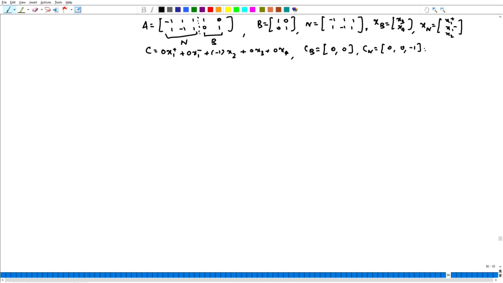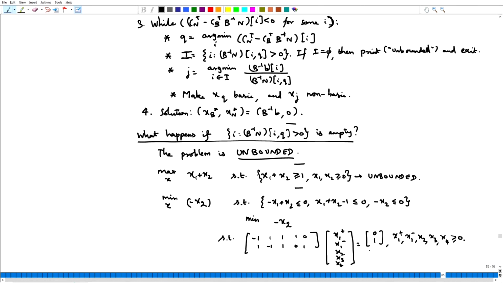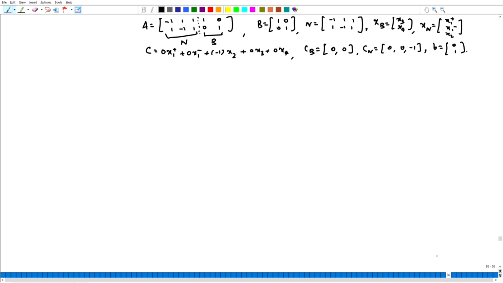So, that is going to be our Cn. Okay. So, I have figured out B, N, CB, Cn, and B is already there. B is just 0 and 1. Yeah. So, this is B, right, Ax equal to B, that is it. So, B does not change, B is just 0 comma 1. In C I have figured out CB and Cn, in X I have figured out XB and Xn.